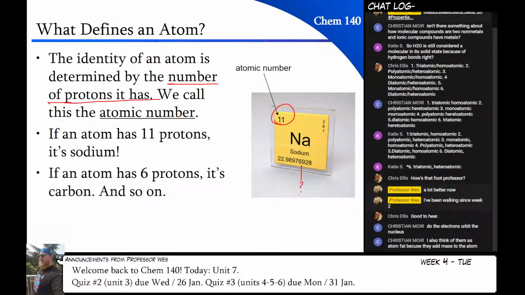So now you know the number of protons any atom has just by looking at the periodic table. So you can associate that number with a symbol. 11 will always be Na. 12 will always be Mg. 1 will always be H, and so on.